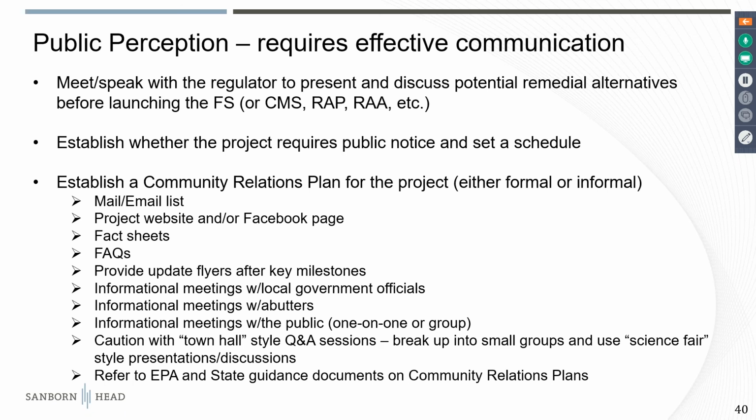And then a community relations plan is also important. It can be either a formal plan or an informal plan. Some programs obviously require a formal plan, like the brownfields programs, federal brownfields programs, many state brownfields programs. And here's just a list of some of the elements that you can include in a community relations plan. I wanted to highlight that second arrow, project website and/or Facebook page.